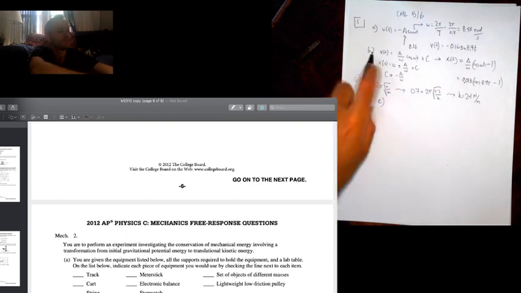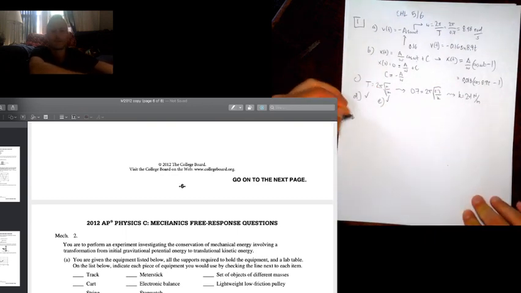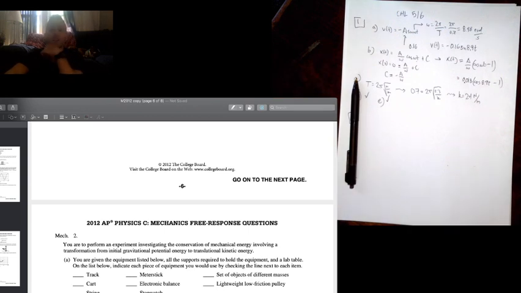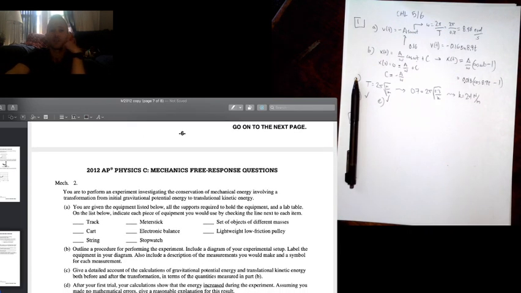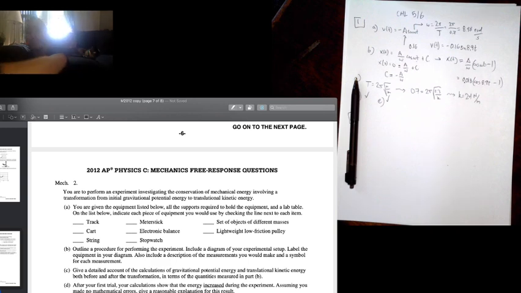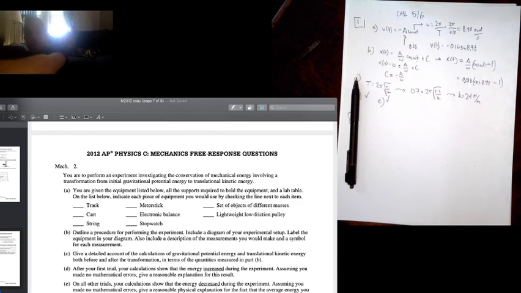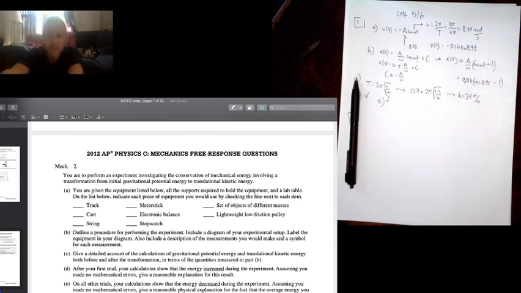All right. Number 2. You are able to perform an experiment investigating the conservation of mechanical energy involving a transformation from gravitational potential energy to translational kinetic energy. You are given the equipment listed below, all the supports required to hold the equipment, and a lab table. On the list below, indicate each piece of equipment you would use by checking the box next to them.